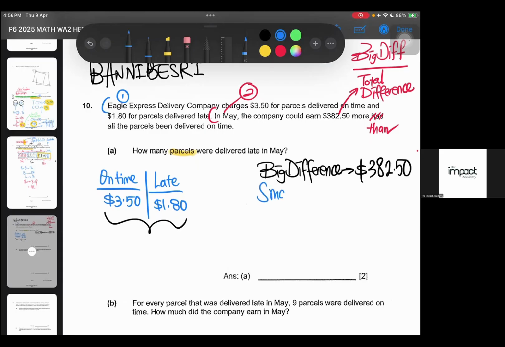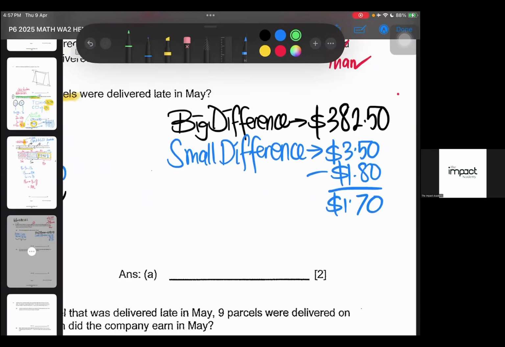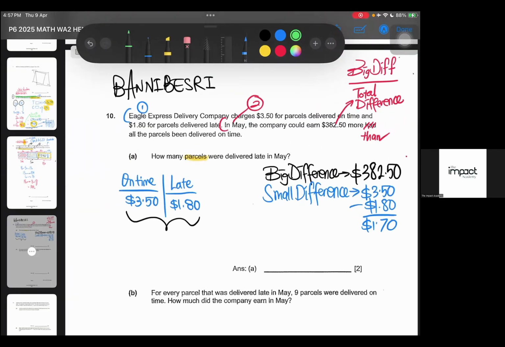What is my small difference? My small difference is when I compare the difference between one parcel and one parcel. It's always one-to-one comparison. In this situation, it's 350. You minus away 180, we get to an answer of $1.70. Now, you know, this is such an important concept that every student will know how to use difference to help us to solve.